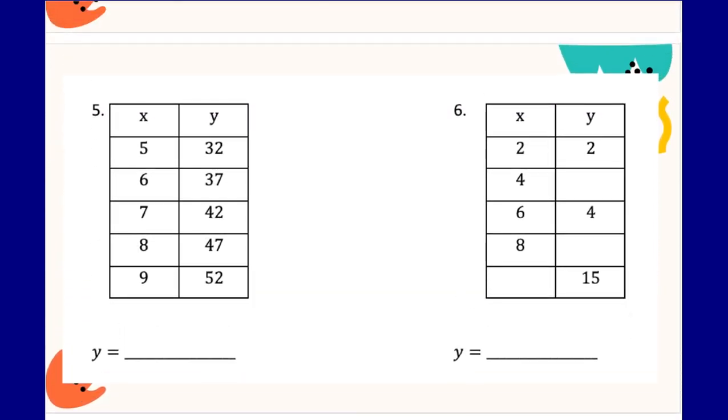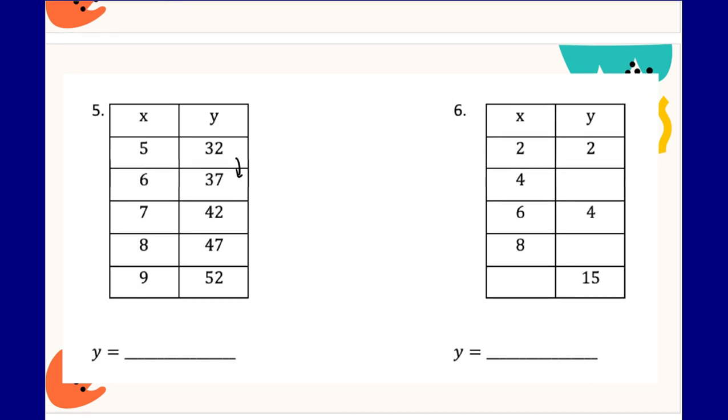Two more examples will get a little bit trickier. So if I look at 5, I have a table. I don't see x equals 0. So in this one, we might have to do a little bit of work, but let's at least look for our multiplier. What are the y values changing by?